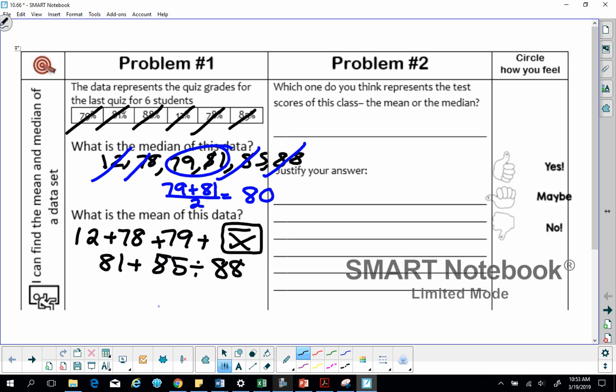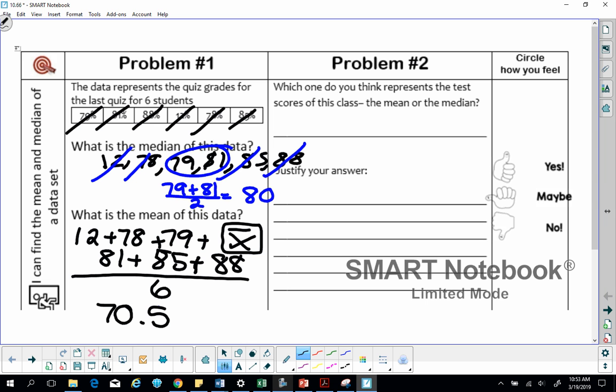So how many numbers are there? 6, right? So I add them all up and divide by 6. What do you end up getting? 70.5. Cool. And so even if you did it in your calculator, you could have scrolled to where there was a line above the x, that means mean, and it's still 70.5. Who of these two give me a thumbs up?